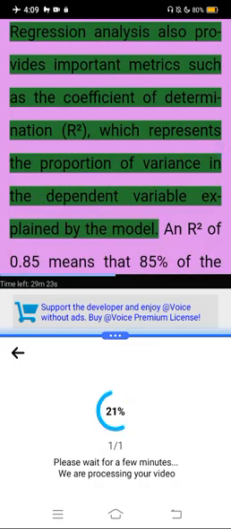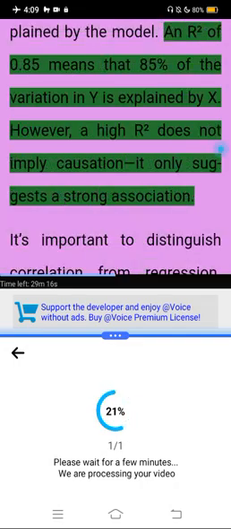Regression analysis also provides important metrics such as the coefficient of determination, r squared, which represents the proportion of variance in the dependent variable explained by the model. An r squared of 0.85 means that 85% of the variation in y is explained by x. However, a high r squared does not imply causation, it only suggests a strong association.